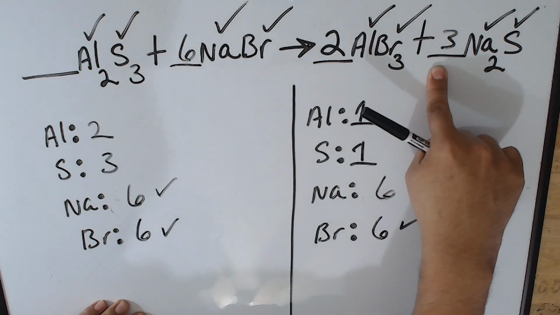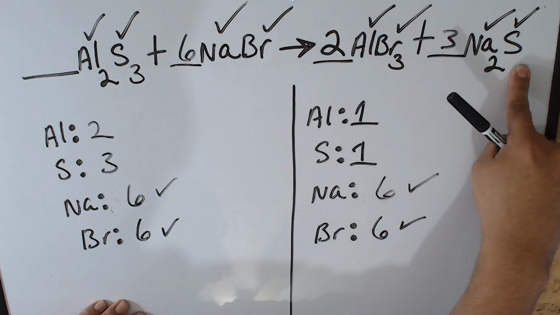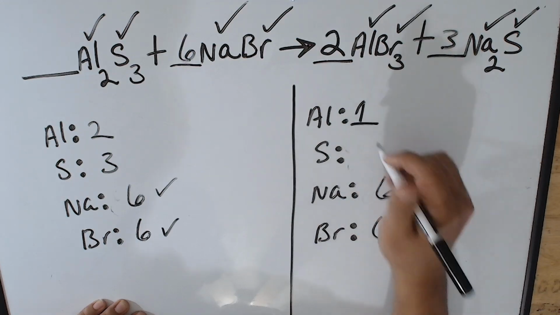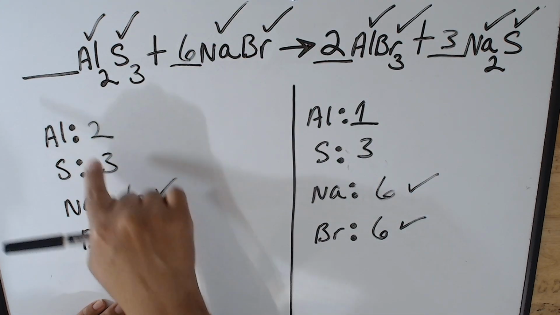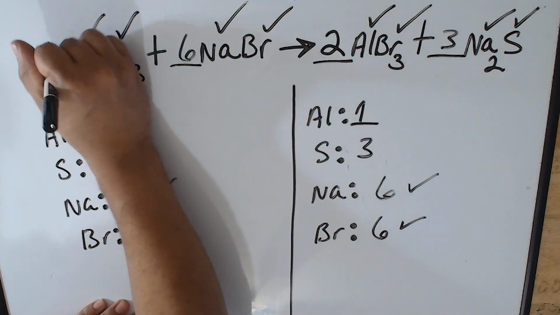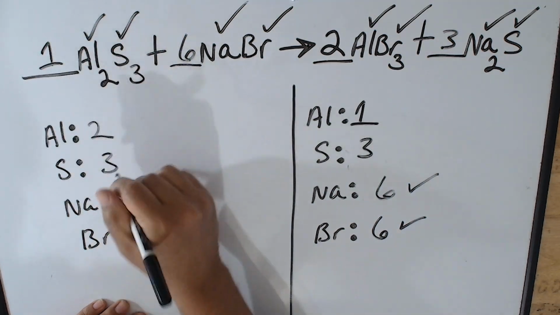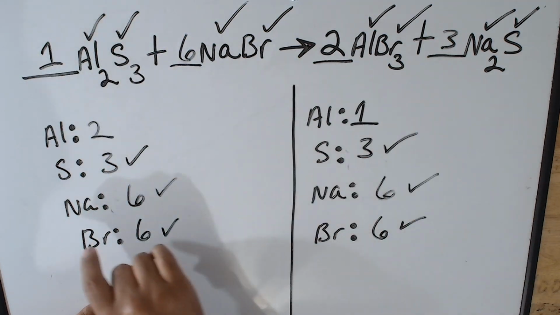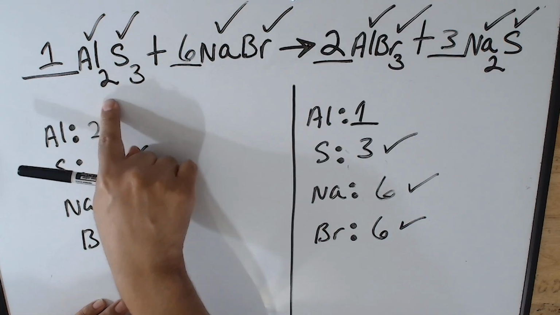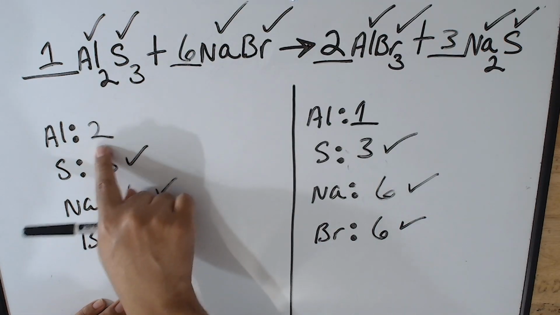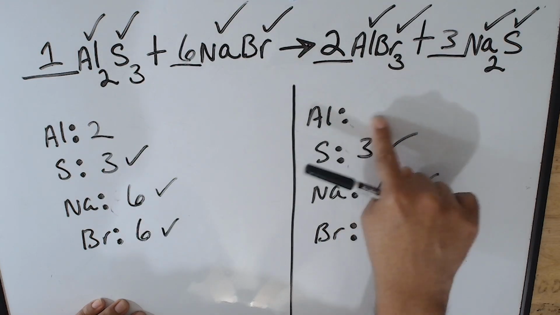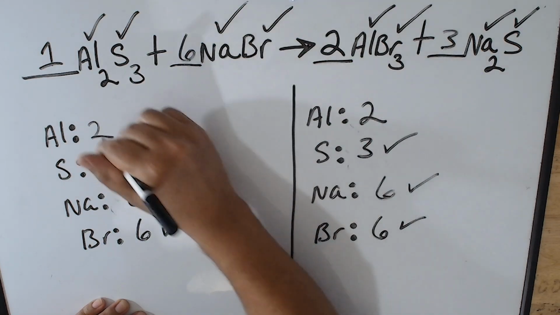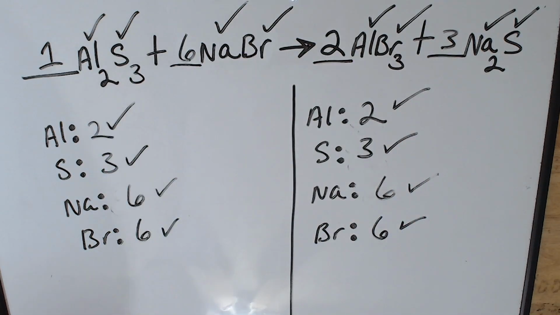And now that I added this coefficient of 3, my sulfurs have changed to 3. So do I have 3? Of course, but I need to lock this compound with a 1. 1 times 3 gives me 3. So that's okay. And then look at this. 1 times 2 gives me 2. So I better have 2 aluminums in the product side. Do I have them? Of course. I just need to change this. And at this point, everything is balanced.